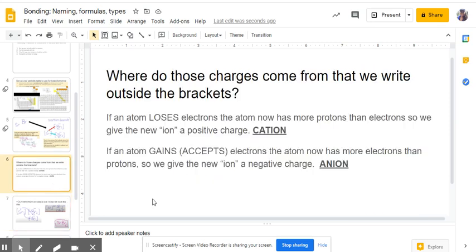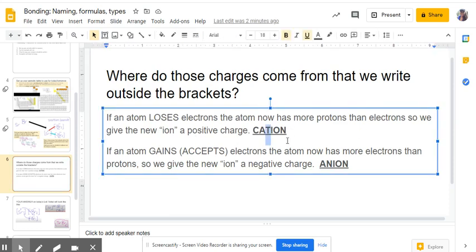So it's really easy. The rule that is sitting behind this is that if an atom loses electrons, the atom now has more protons than electrons, so we give the new ion a positive charge. That's something that we call a cation, and the easy way to remember that is that t right there, a lowercase t, looks like a little positive symbol. And so we say the positively charged ions are called cations.